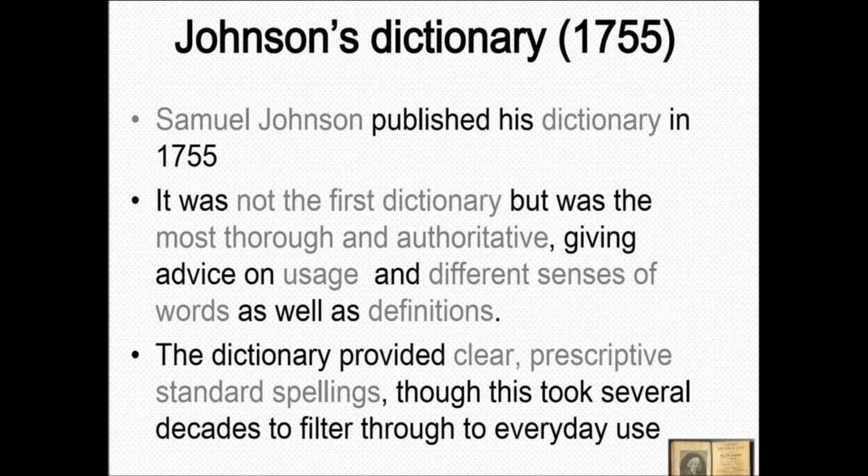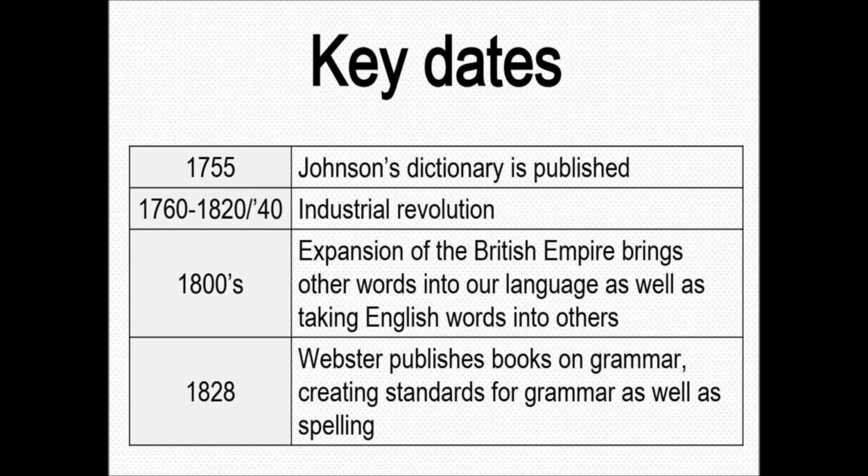Now let us discuss the key dates of this particular historical period. 1755, Johnson's dictionary is published. 1760 to 1820s, Industrial Revolution. 1800s, expansion of the British Empire brings other words into the English language as well as taking English words into others. 1828, Webster publishes his books on grammar, creating standards for grammar as well as spelling.